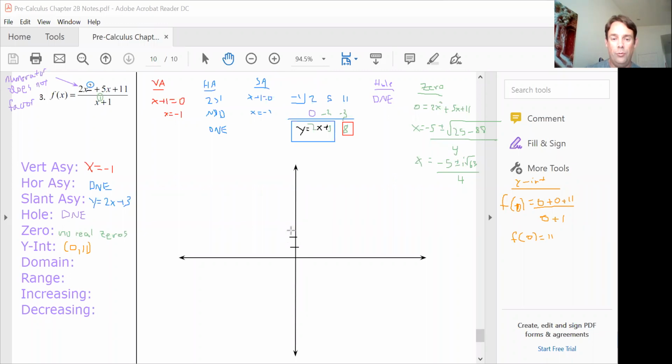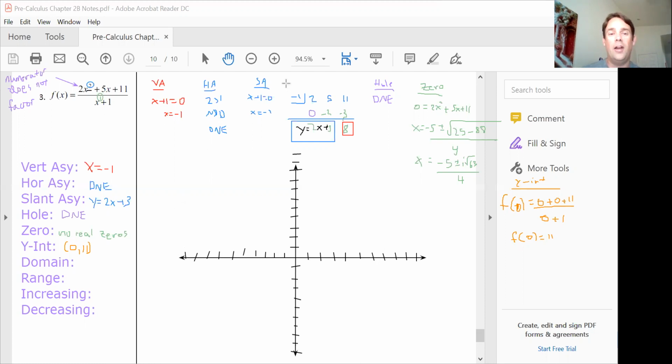1, 2, 3, 4, 5, 6, 7, 8, 9, 10, 11. I know my y-intercept's at 11, so I got to get up there. 1, 2, 3, 4, 5, 6, 7, 8, 9, 10. I think 10 is probably enough on each axis.